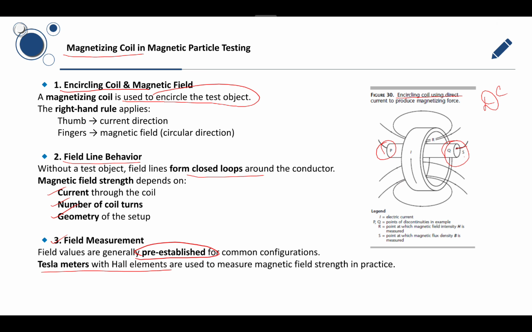Here is how the magnetization works. First, direct current passes through the coil. This is the coil. The current induces longitudinal magnetic flux in the rod aligned with its axis. Defect detection. Surface and near surface flaws perpendicular to the flux cause flux leakage, which can be detected using magnetic particles. These are the flux lines.